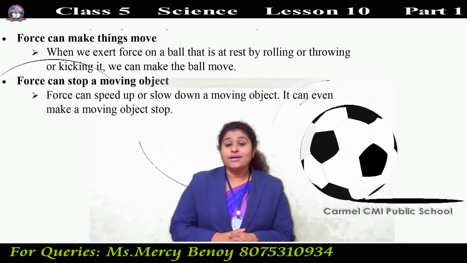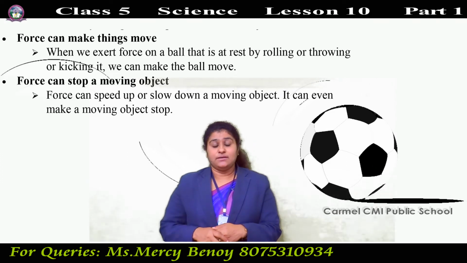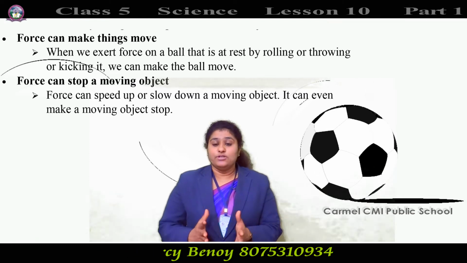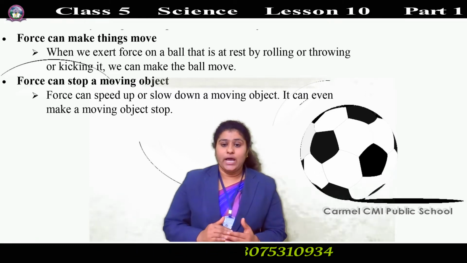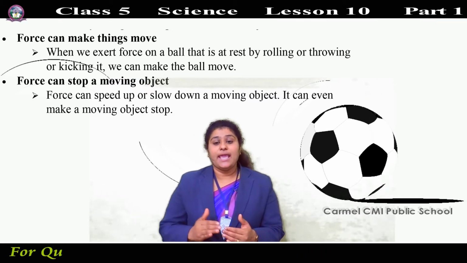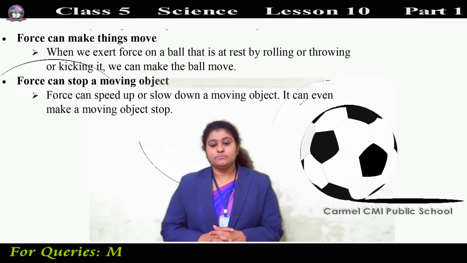Next one is, force can stop a moving object. Force can speed up or slow down a moving object. It can even make a moving object stop.